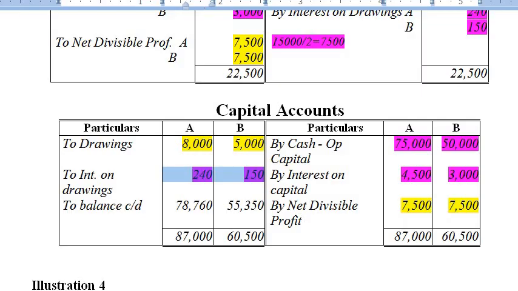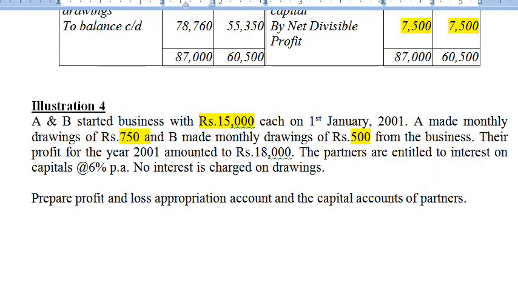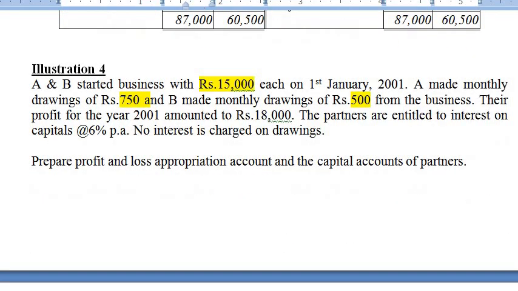So if this is clear, go to the next one. If it is not clear, go back and watch this again. Still not clear? There is nothing. It is not complicated or anything. It is easy. Still not clear? Write a comment. I will explain it.